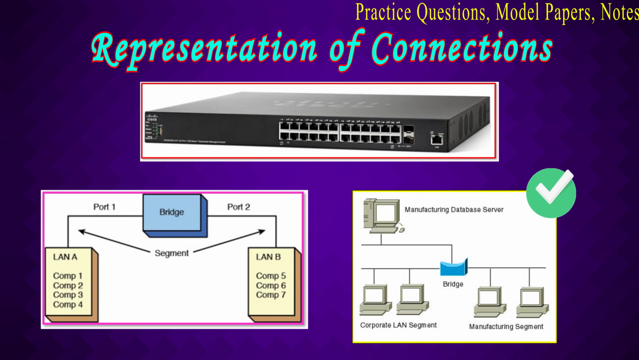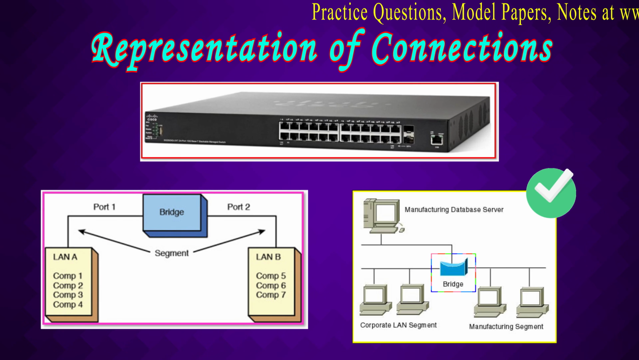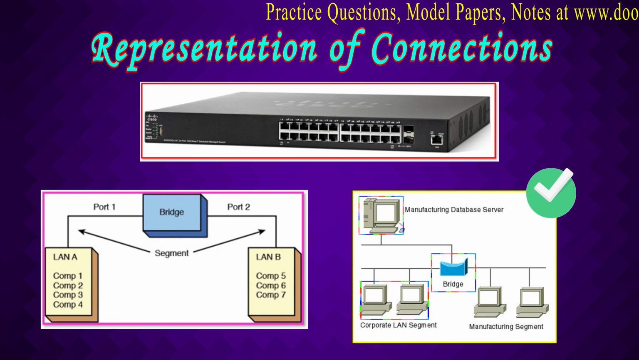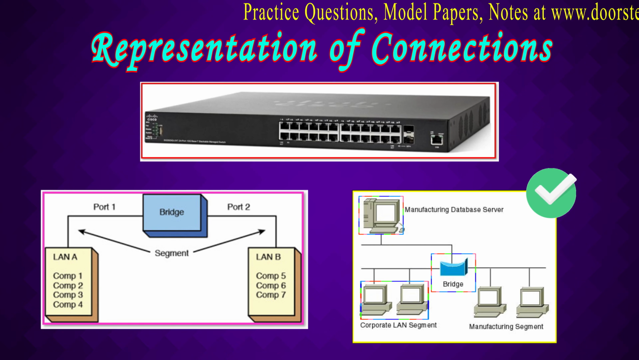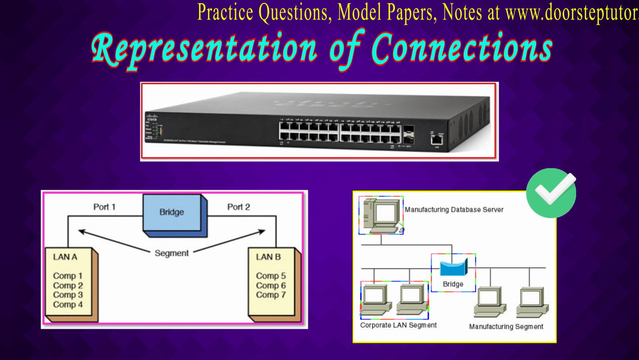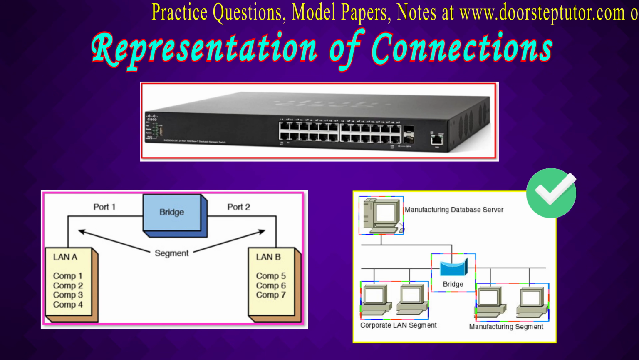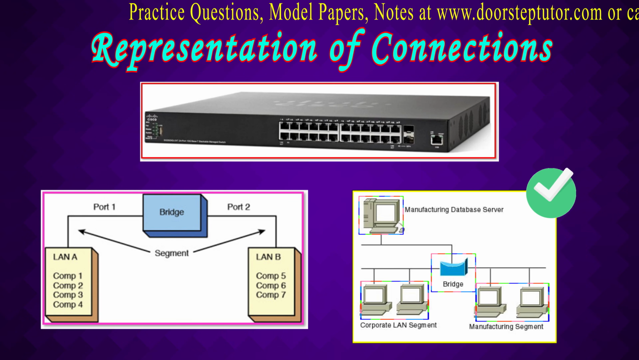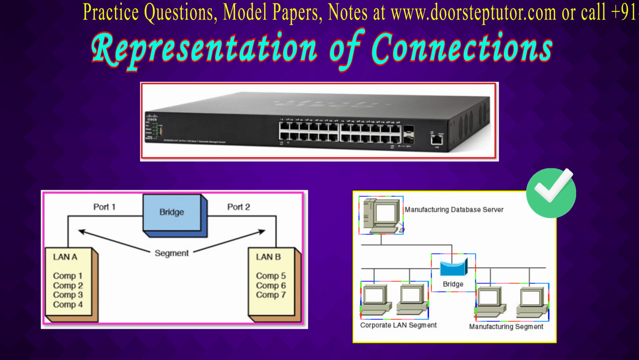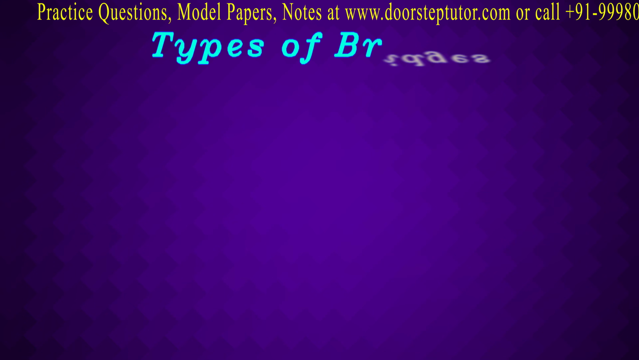So in the last diagram, which has a yellow color background, we are having a central bridge. It is connecting a corporate LAN segment, then a basic database server. Server means that we are having a collection of information which is connected to the further clients. Then in the third segment, it is the manufacturing segment. So these are the three different images of bridges in order to understand the working and its structure. So in the next slide, we are having some types of bridges.